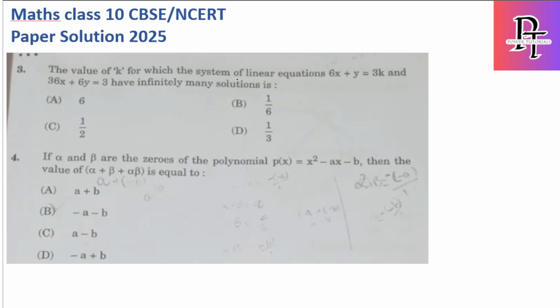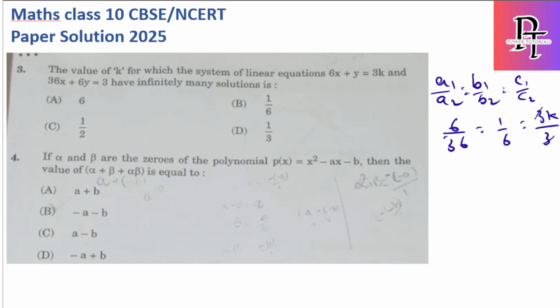Find the value of k for which a system of linear equations has infinitely many solutions. So this is a very easy question. Infinitely many solutions, the condition is a1 by a2 is equal to b1 by b2 is equal to c1 by c2. So a1 is 6, a2 is 36, so 6 by 36 is equal to 1 by 6 is equal to 3k by 3. 3k by 3 is k, so simply k value is 1 by 6. B is the right answer.